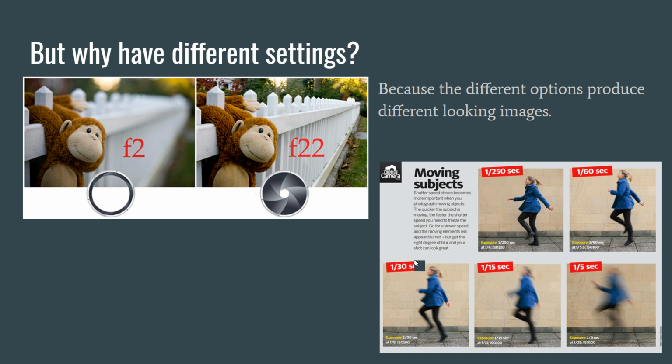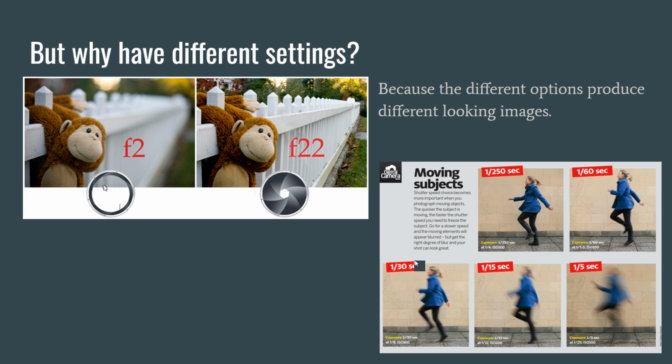So why are there different settings? A very simple explanation is because they look different. The more complicated explanation has to do with the fact that different lighting or different situations have different amounts of light. But functionally, as a photographer, we like to control these things because they look different.